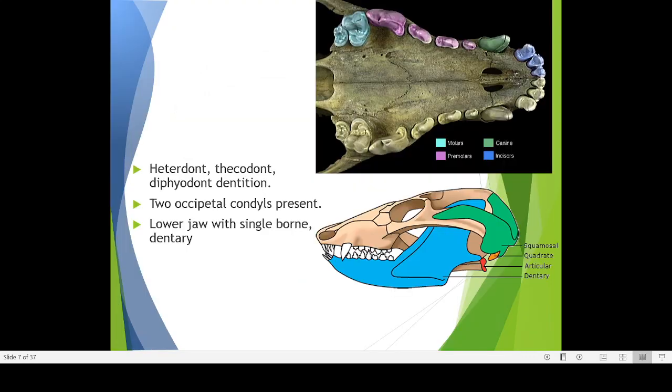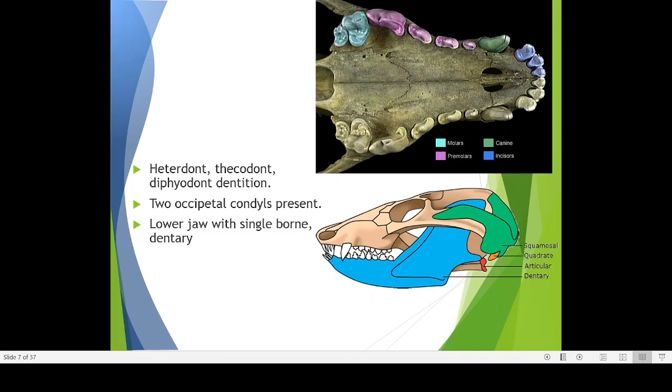Then a few more points are there about the mammals. Another feature of the mammals is their teeth. If you look at the teeth of a mammal, their teeth are known as heterodont. Here you can find the teeth. Now if you look at the teeth, we can find four different types of teeth. Since there are different types of teeth, we call it hetero. The meaning of the word hetero is different. Dont means teeth. So heterodont teeth means different types of teeth.